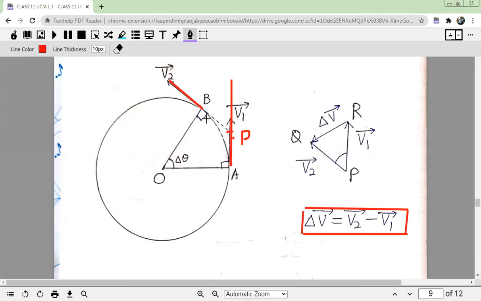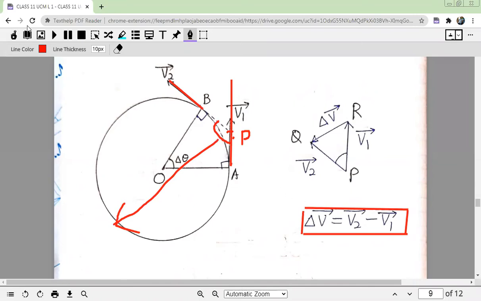Why will it be 90? Because it is the angle between tangent and radius. Similarly, here tangent is this, radius is this, so this will be 90. So 90, 90, 180. In quadrilateral OAPB, two angles are 90. This angle is delta theta. So what will be this angle? Who can tell? 180 minus delta theta.